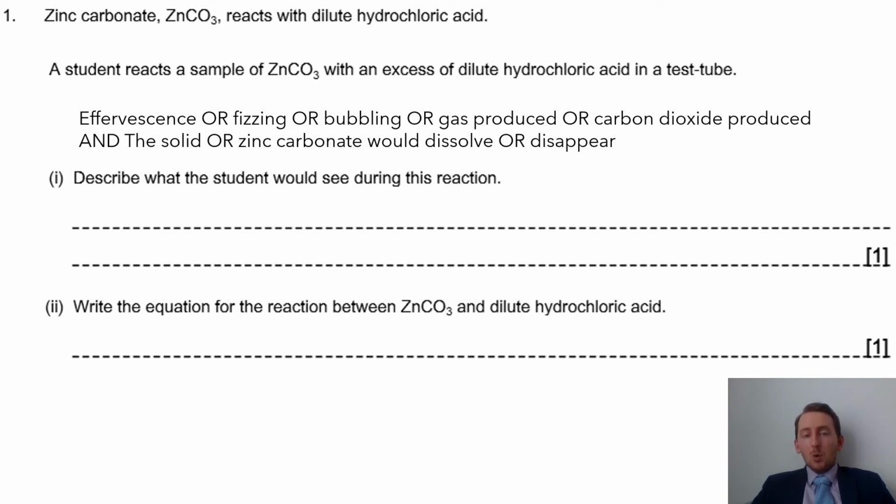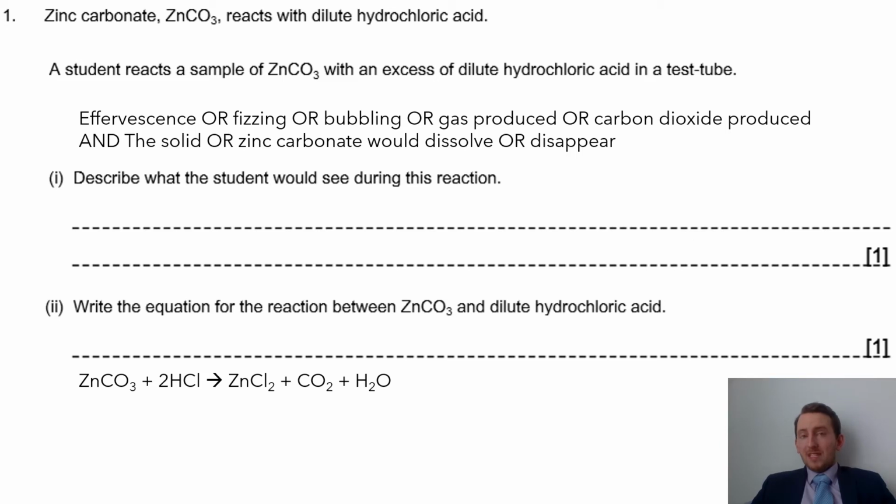Second part, write an equation for the reaction between zinc carbonate and dilute hydrochloric acid. Now putting equations together tends to be something that people struggle a little bit with, but hopefully this is a fairly straightforward one for a single mark. You would have been given zinc carbonate, hydrochloric acid, well it's HCl, and then what we're going to make, well, we're going to make some zinc chloride, carbon dioxide and water. Make sure that you go through and check that everything's balanced.